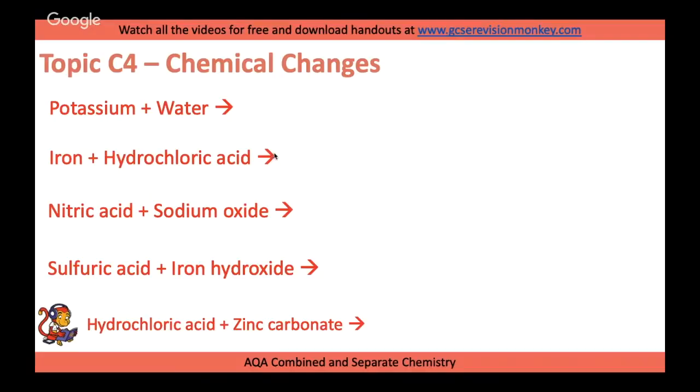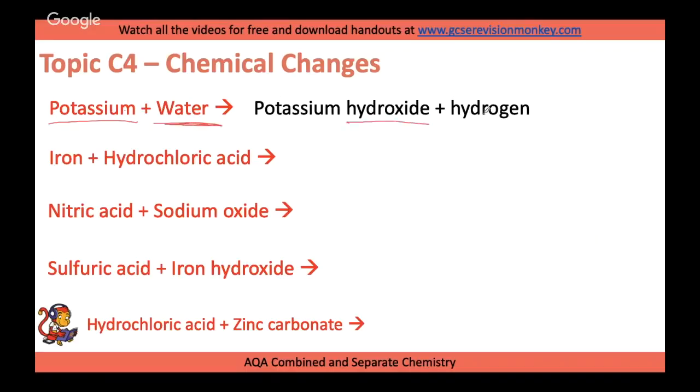Okay, let's have a look at these equations then. So these come up in chapter 4. You make a hydroxide, so potassium hydroxide, and hydrogen gas is given off.